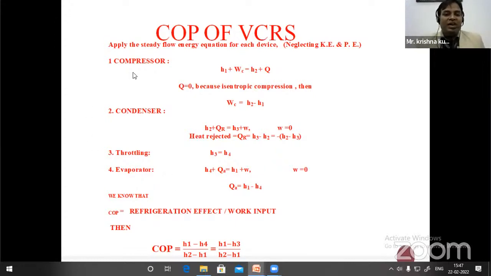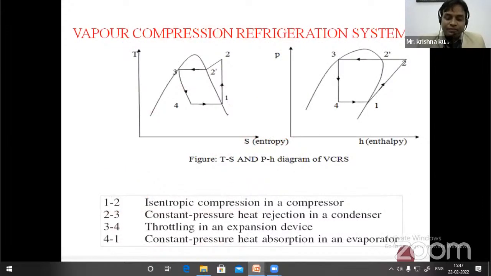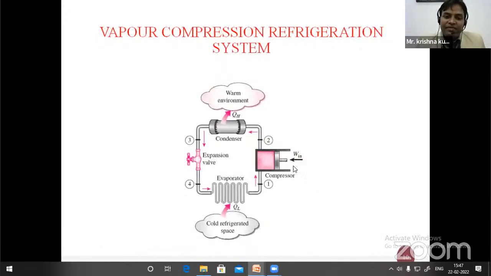Okay, so the steady flow energy equation we can apply for the vapor compression system like here. For the compressor also we can apply that steady flow energy equation. For the condenser, for expansion, or in the throttling process, generally the property of the throttling process is that the enthalpy remains constant. Okay, and for the evaporator also we will apply the steady flow energy equation, and we will determine the refrigeration effect and work input, and we divide the refrigeration effect by the work input.